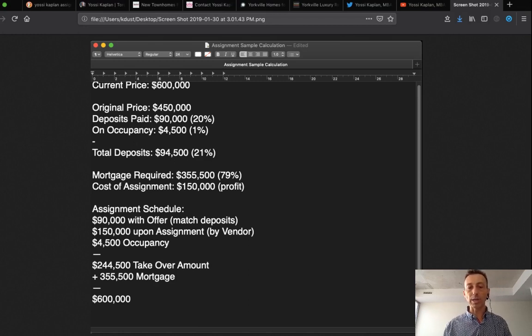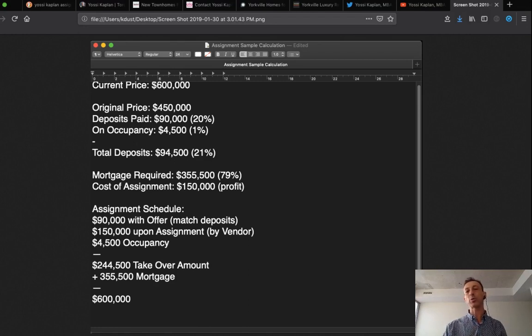So in this case, the buyer of the assignment will match the deposits. They'll put the original 20% down, which is $90,000. And then the difference, which is the profit or the cost of assignment, 150. And in this case, we'll say upon assignment by vendor. What it means is when the vendor, the developer, agrees to transfer the agreement, to reassign the agreement from the original purchaser to you, the buyer of the assignment, you agree, according to this schedule, to pay the seller of the assignment another 150. Okay? And the original deposit of 90 stays with the vendor, the developer, and that 90,000 goes to our company in the trust account.